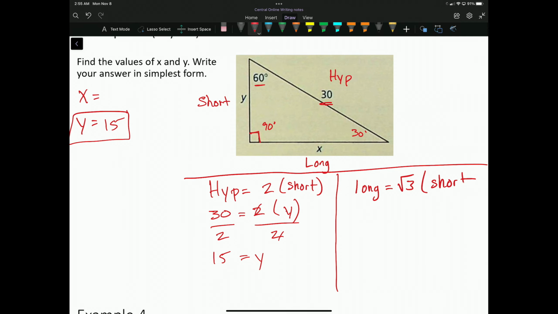Okay, all right, so my short side we just said was 15, so we can do long. My long side is x. I'm just going to go ahead and plug that in, right? So this is my long side, so x equals the square root of 3 times my short side, which in this case we said was 15. Right, so 15 times the square root of 3. We can't simplify that, so we're just left with 15 times the square root of 3.